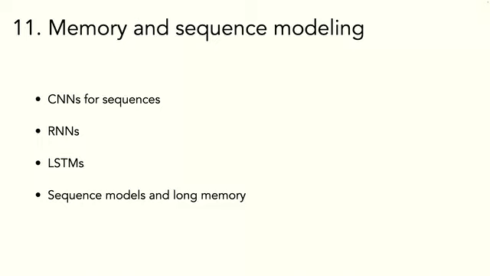So we'll first motivate, again, why we think we might want to model sequences, model something like time or order. And then we'll talk about how we might use CNNs for sequences. We'll introduce the concept of an RNN, or recurrent neural network. And then we'll go through a specific subset of RNNs called LSTMs. That stands for long short-term memory. And these actually seek to specifically avoid one of the common issues with RNNs, which is forgetting. And then we'll introduce the idea of sequence modeling and long memory and start talking about some things like autoregression.